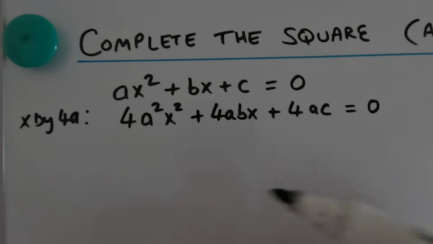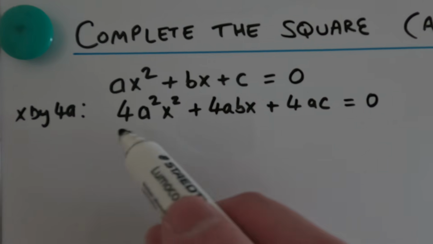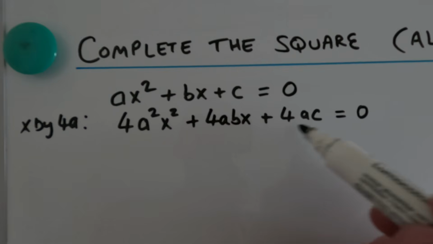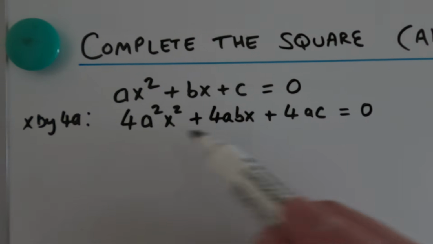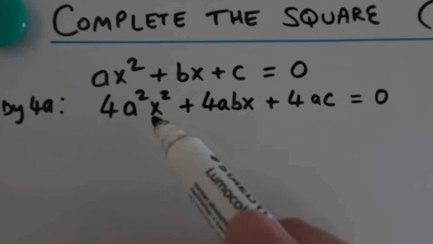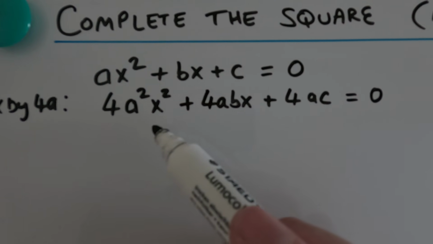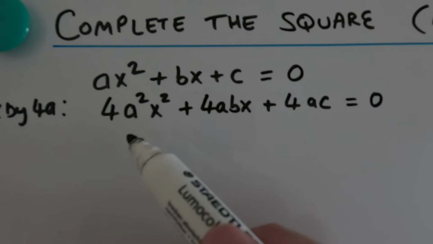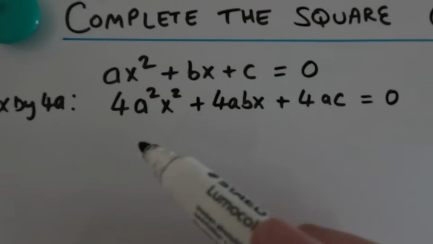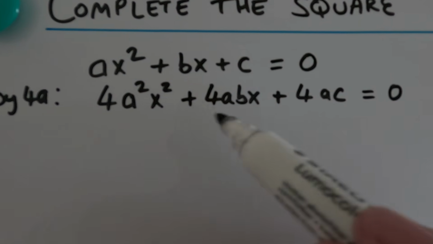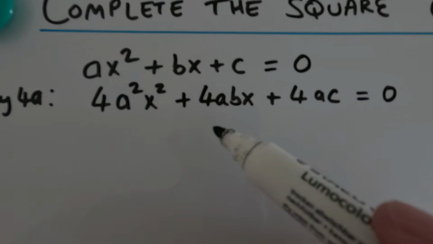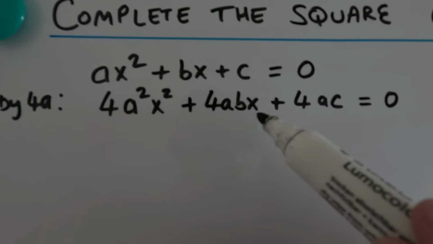Okay, so now this is where we actually complete the square. We complete the square on these first two terms which involve x. We don't need to complete the square on the 4ac part, just the bits that involve x. Okay, now you'll notice this is 4a squared x squared, so this can be rewritten as 2ax all squared. But what I'm going to do, I'm not going to write that down on the next line. I'm going to combine that with this bit. So we're going to write it as something plus something squared. Okay, so we need to incorporate the 4abx as well.